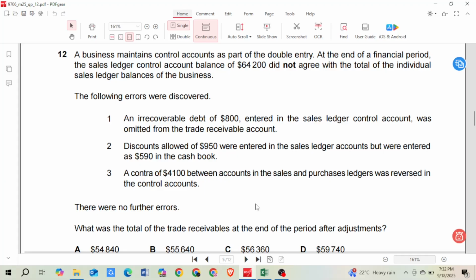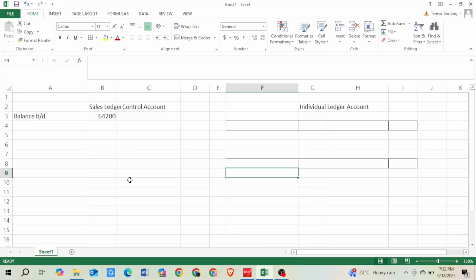Okay, so there are three errors, and we need to find out after the correction what the total balance should be. We don't have any information about the individual ledgers, so what I will do is try to make the sales ledger control account error free. Whatever new balance we get from the corrected sales ledger control account would be equivalent to the total that we have for the individual ledgers.